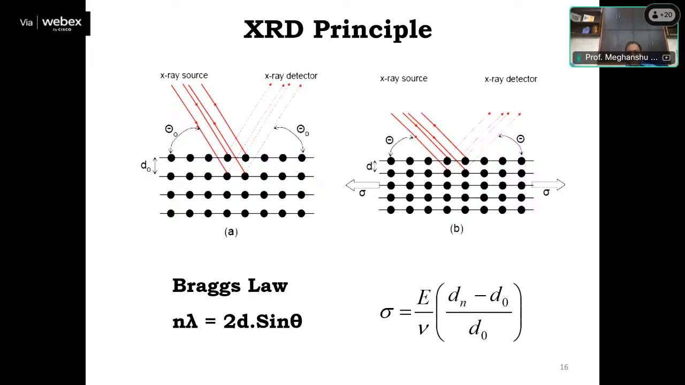So by measuring this interplanar distance before and after, and using the very famous Bragg's law, n lambda is equal to 2d sine theta, and using this equation, where d is the distance, E is the Young's modulus of elasticity, and mu is the Poisson ratio. By using this mathematical expression, we can assess the residual stress in megapascal accurately. So this is the principle of measurement of residual stress by the X-ray diffraction technique.